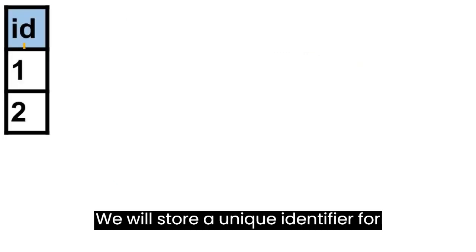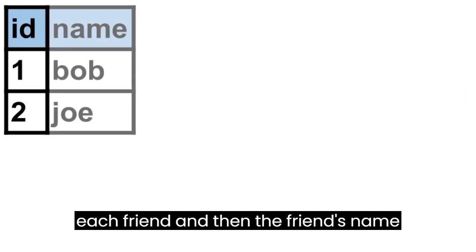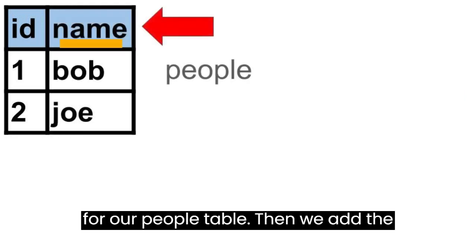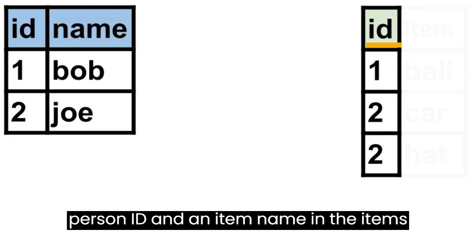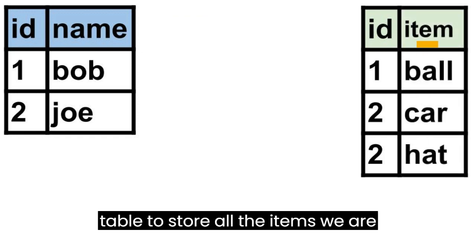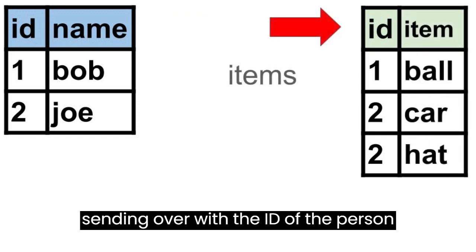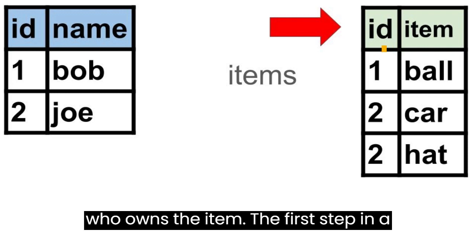We will store a unique identifier for each friend, and then the friend's name for our people table. Then we add the person ID and an item name in the items table to store all the items we are sending over with the ID of the person who owns the item.